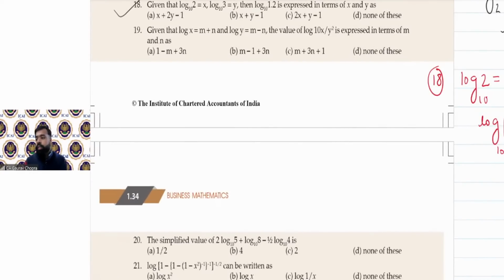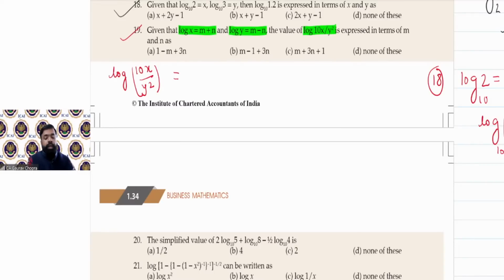Then comes question number 19. So 19 is very similar to question number 18. Let's do this also. The value of log x is m plus n. The value of log y is m minus n. And you have to find out the value of log of 10x upon y square. So log of 10x upon y square, this is required.